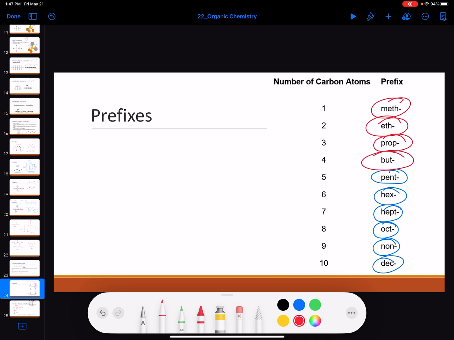Okay, so let's go ahead and try one of these. So if I've got this molecule right here, it contains 1, 2, 3, 4, 5 carbons. So 5 carbons, the prefix is pent. So I write pent. And then I see that they're all single bonds, right, between the carbons. So I'm going to put an A-N-E ending on the end of it, pentane.